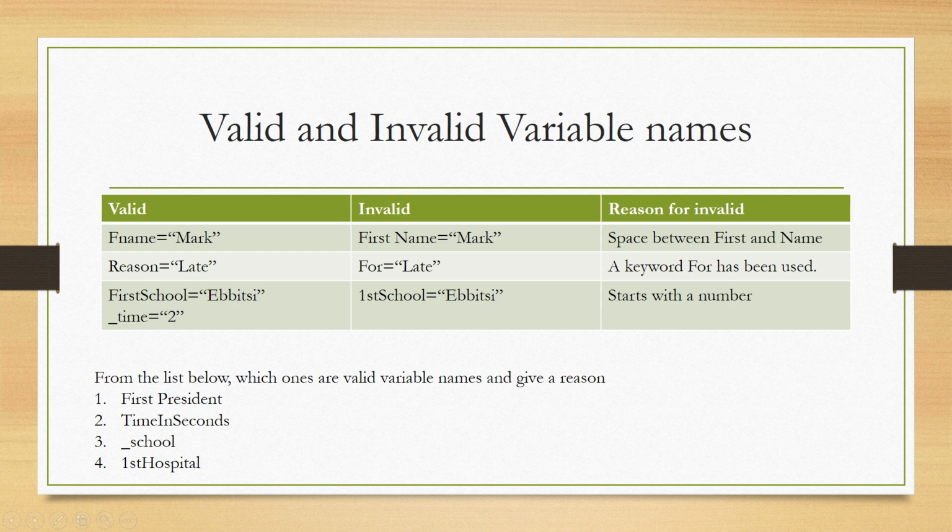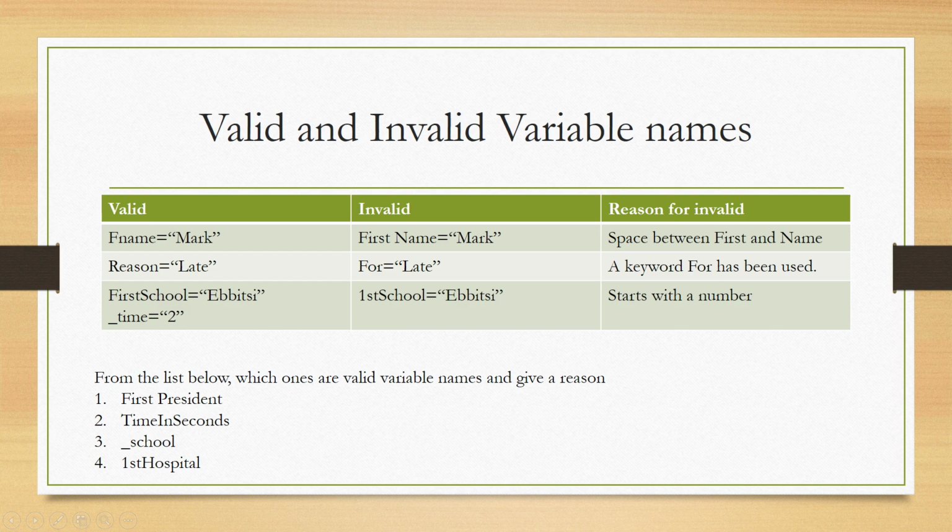The ones that are invalid are first name, where you can see there is a space in between, so it's invalid. For, remember, is a keyword, therefore it must not be used as a variable name. Then 1st school starts with a number, therefore this one cannot be a valid variable name.